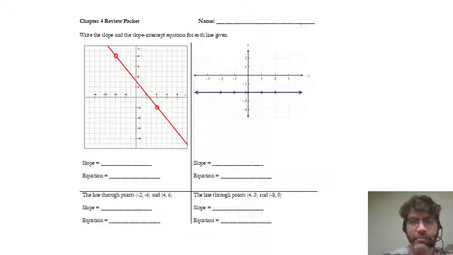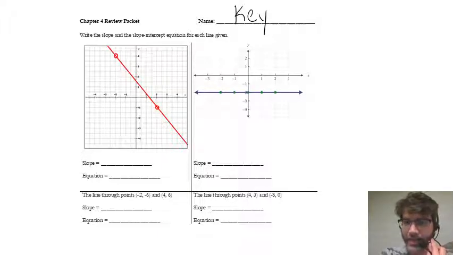Okay, so here we have our review packet and we'll make a key together. So you can fast forward throughout any of these slides if you want to get to a later slide that you want to know the answer to. Okay, so let's start on this slope.